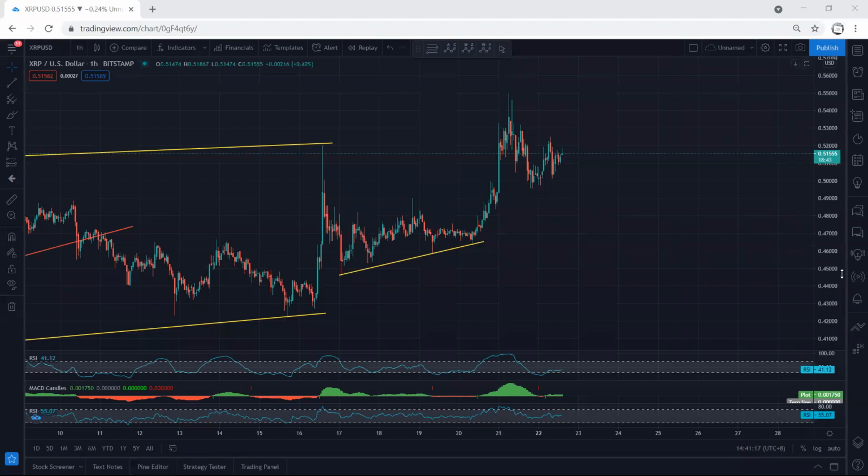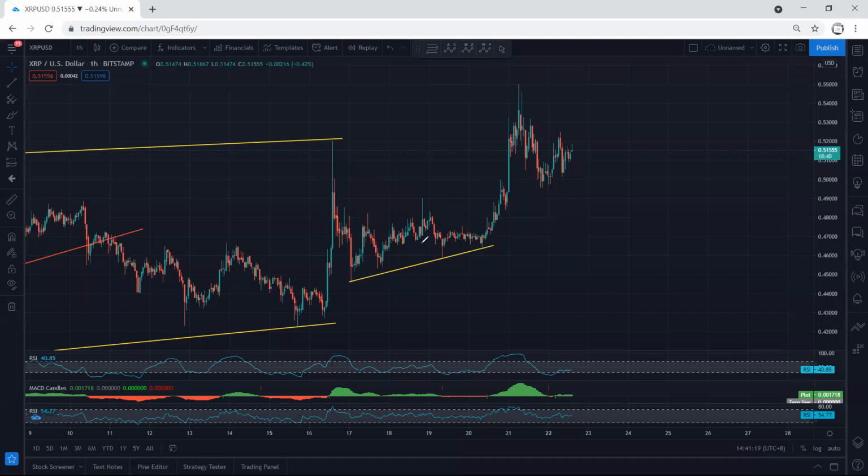XRP, we start with 1 hour chart. Okay, if we refer to our analysis when the price was here, we mentioned we want the price to break this top at least. Then from there, any reversal we can look for.